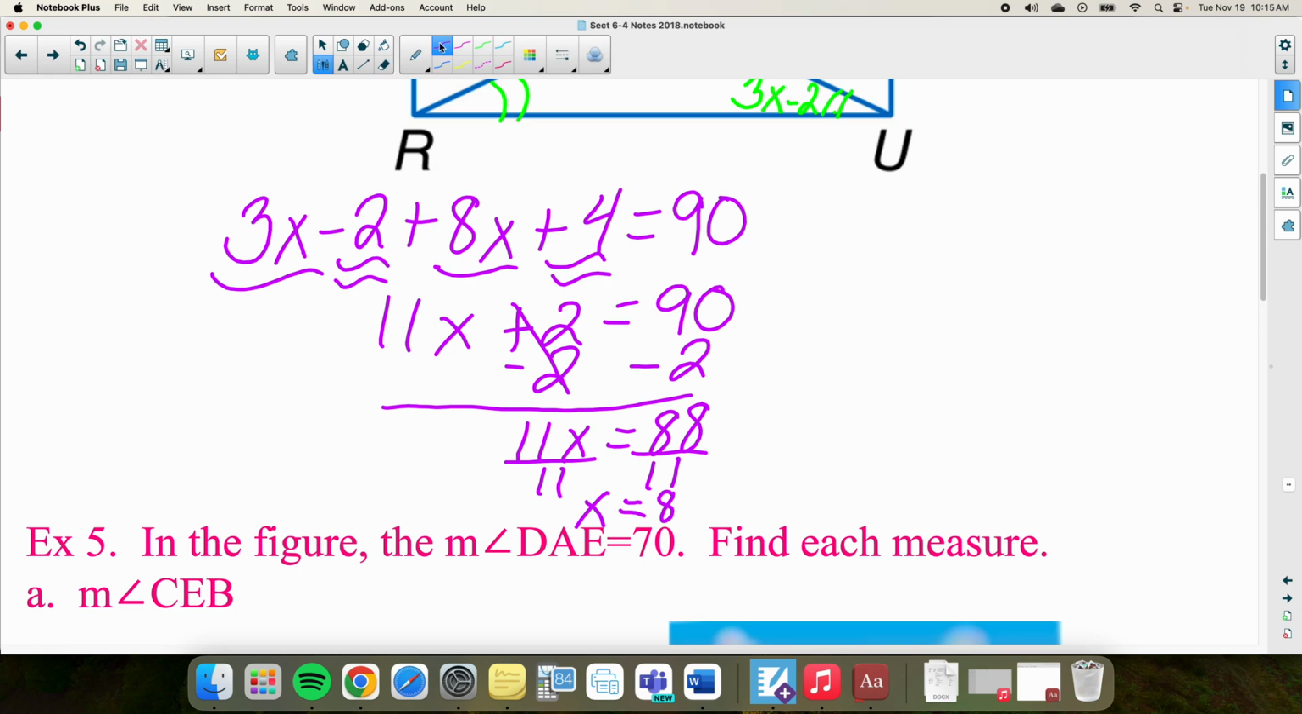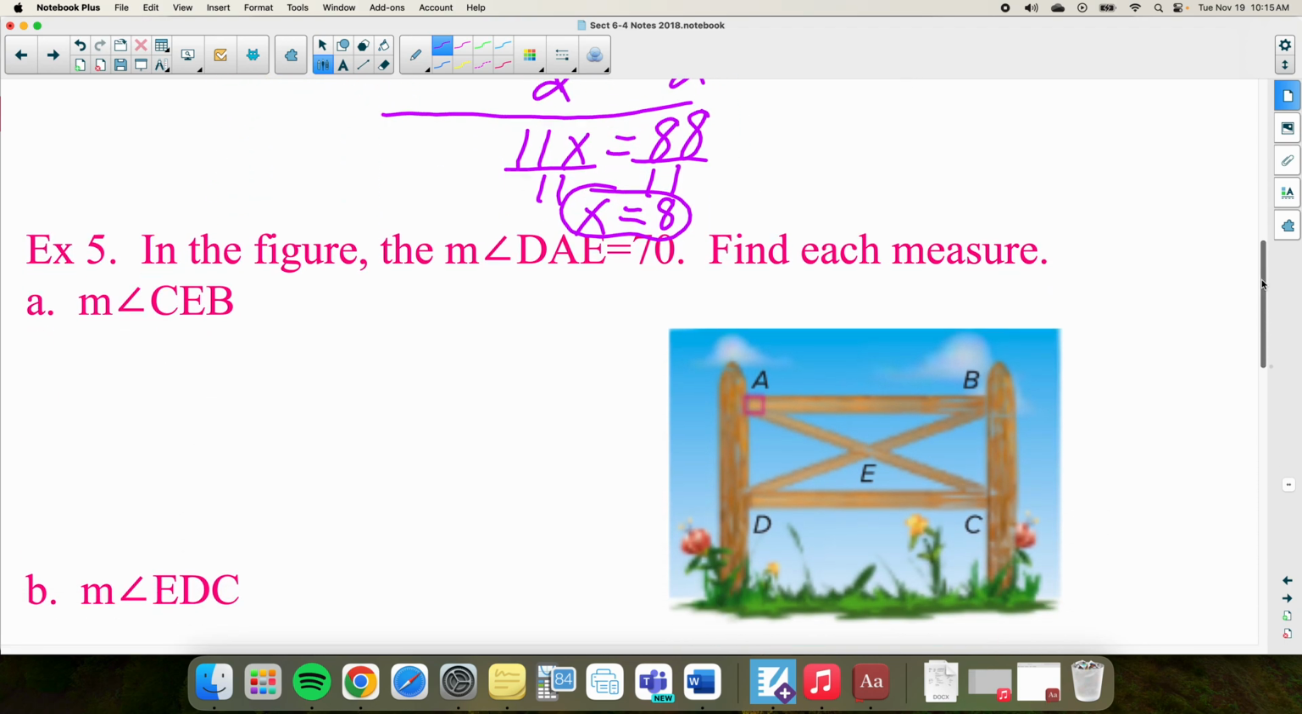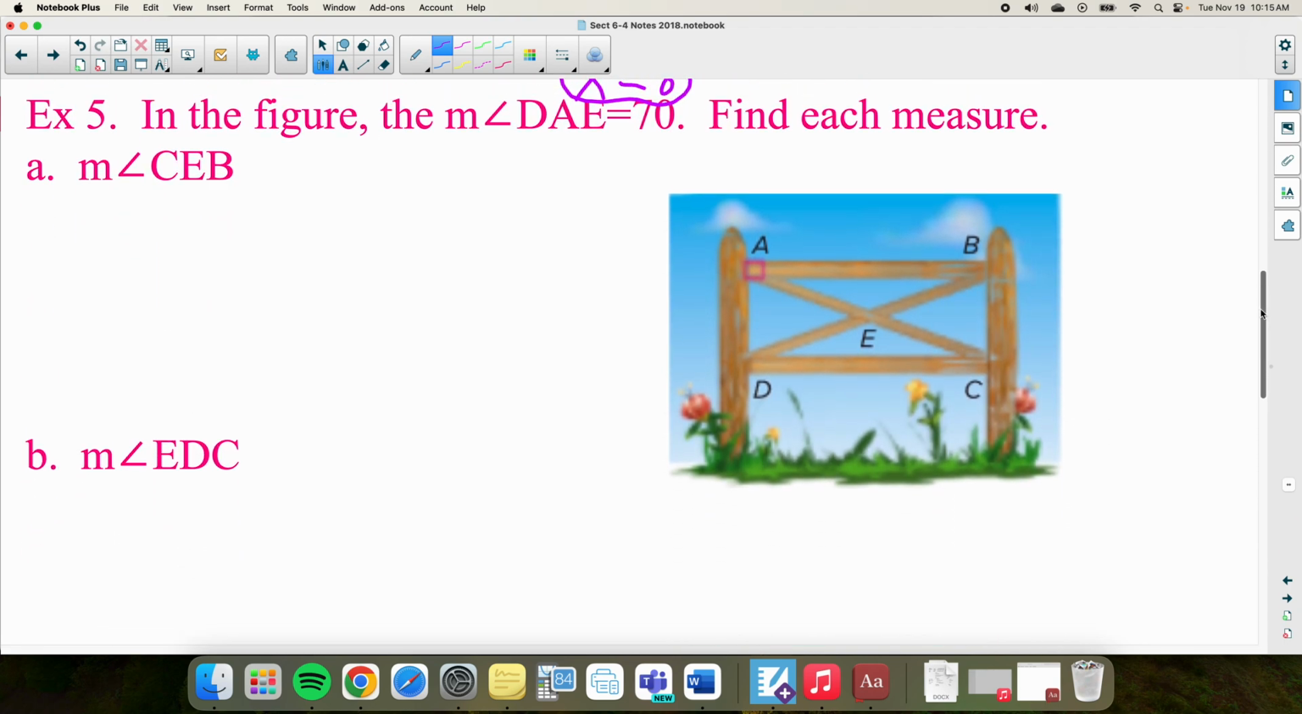So that was our answer down here, x equals 8. Okay, if we look at this one right here, they say angle DAE, which is this angle right here, is 70. Find each measure, and one of them they're asking us for is CEB right here. These are the diagonals.